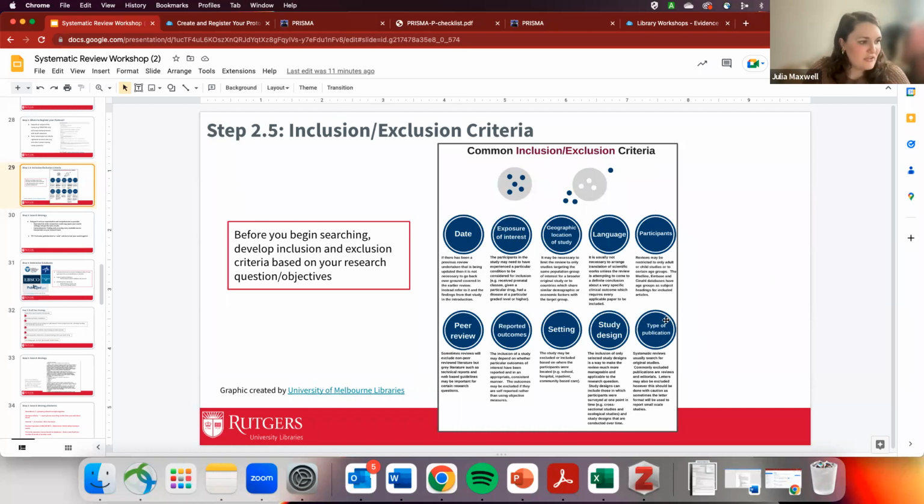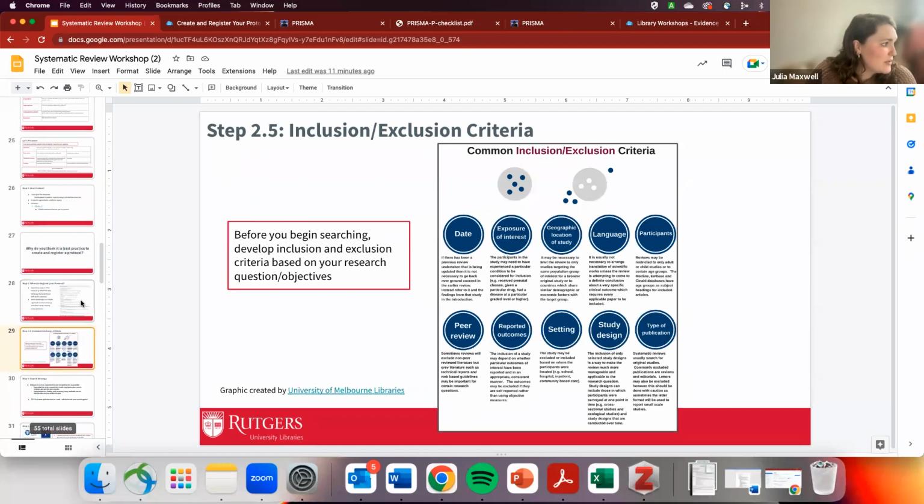I really like this graphic. It's by the University of Melbourne Libraries. And it talks about just some of the inclusion and exclusion criteria. It would probably be different based on the study that you're working on. Not all of these would probably apply.